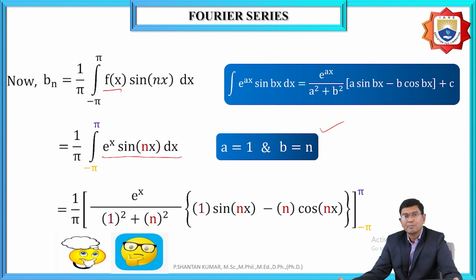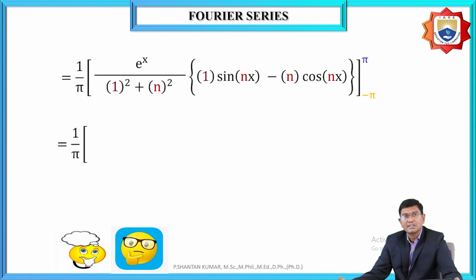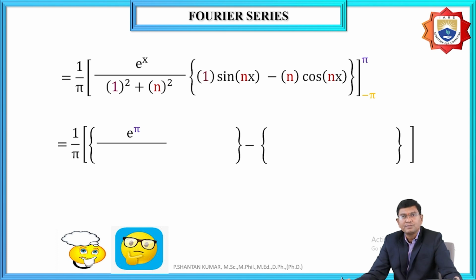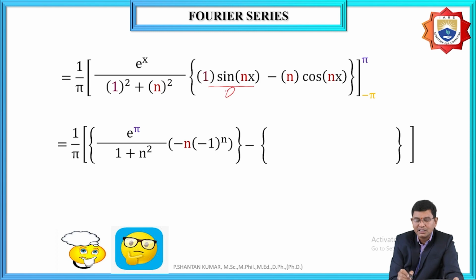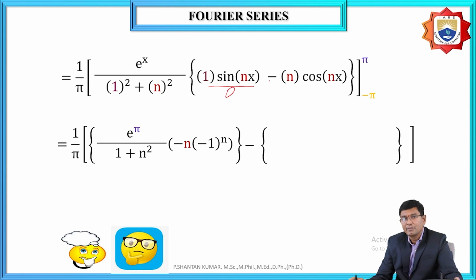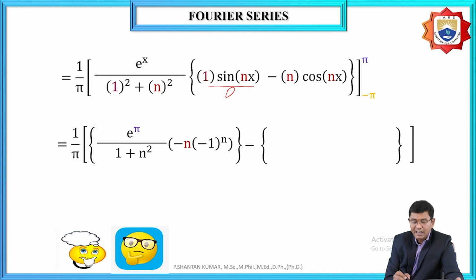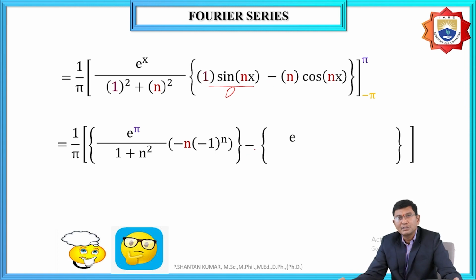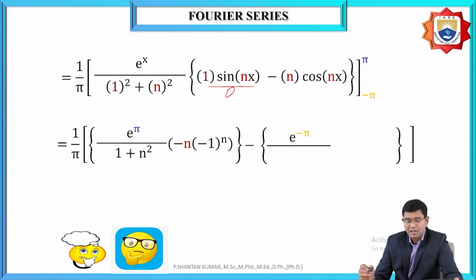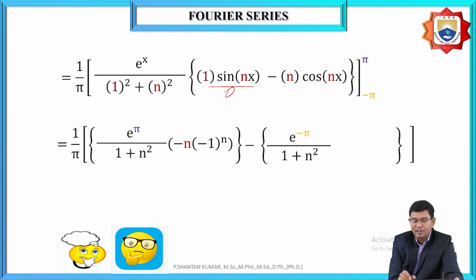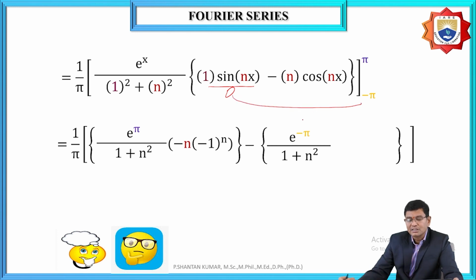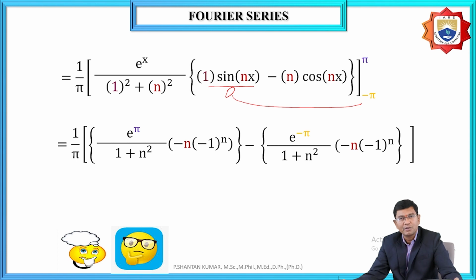By replacing the upper limit as well as the lower limit, we get 1 by pi into, the upper limit is e power pi by 1 plus n square into, the upper limit sin n pi is 0, and again cos n pi is minus 1 whole power n. Because of this, the sin term is 0, and sin of n into minus pi is also 0. Minus the lower limit, by replacing e power minus pi by 1 square plus n square into, here also the lower limit sin of n into minus pi is also 0, and again cos of n into minus pi is also minus 1 whole power n.